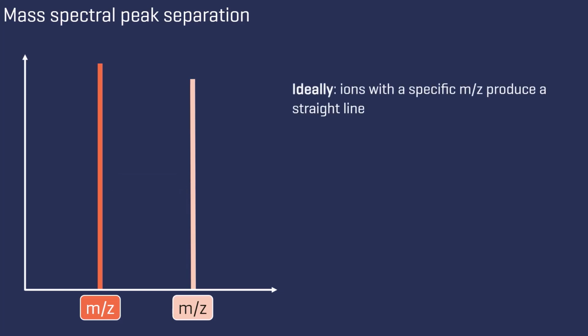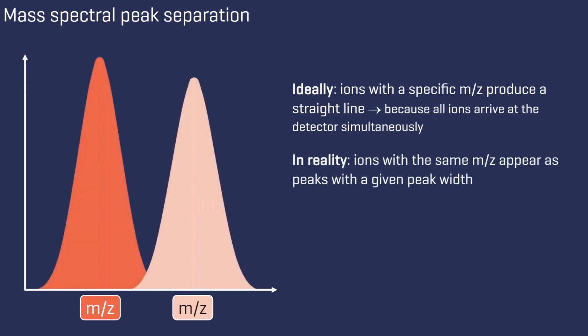Ideally, an ion with a specific m/z value would produce a singular straight line in the detector signal, as all ions hit the detector simultaneously. However, in practice, this is not the case. Ions are detected as peaks with a certain width, complicating the distinction between different m/z values.